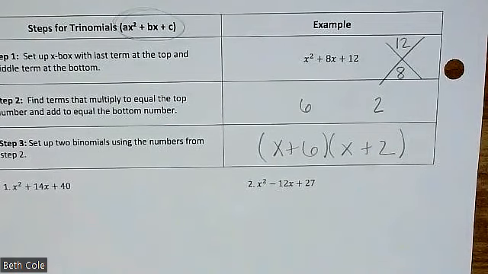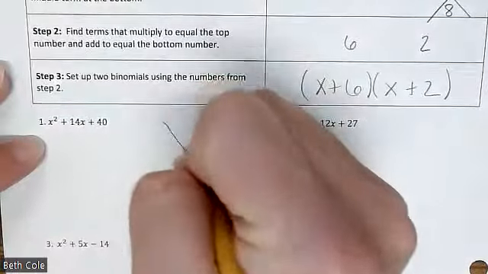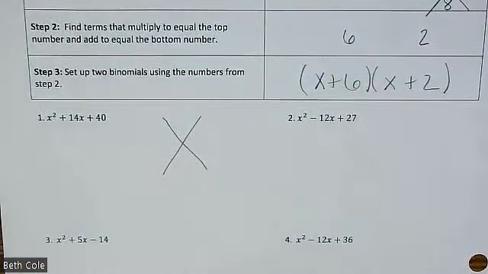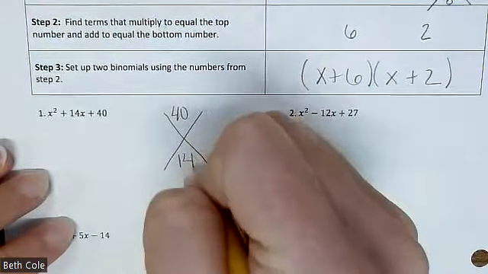So that's why we practice the X box stuff, because if you can do that, that gives you your answer to these problems, right? Let's try a few of them. So for number 1, just off to the side, draw an X. Which number is going to go on the top? 40, good. And on the bottom, 14.